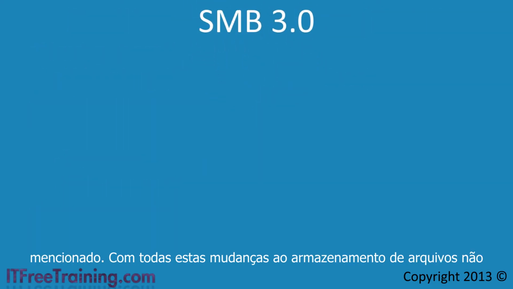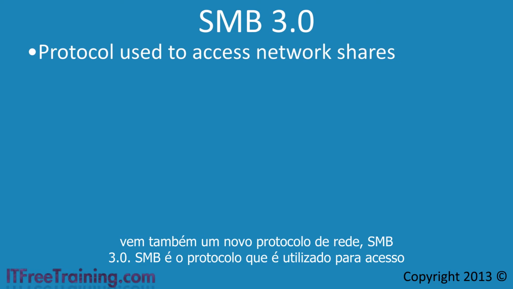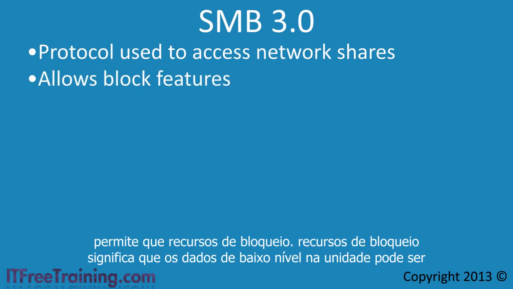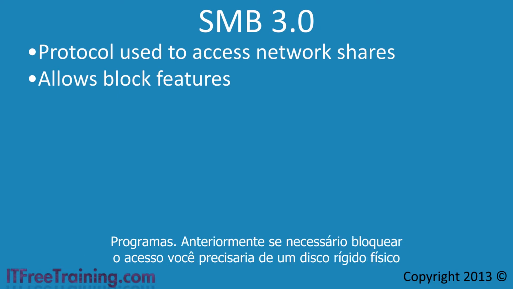With all these changes to file storage, there also comes a new protocol, SMB 3.0. SMB is the protocol that is used to access network shares. With SMB3, there are a lot of improvements. First, the protocol allows block features. Block features mean that the low-level data on the drive can be accessed. This is generally used by low-level tools like disk defragmentation and some backup software.